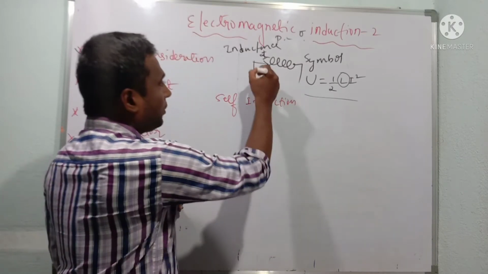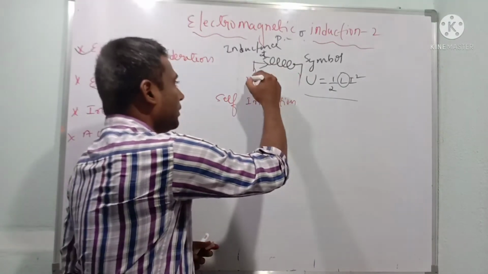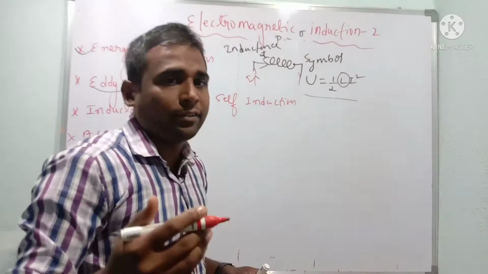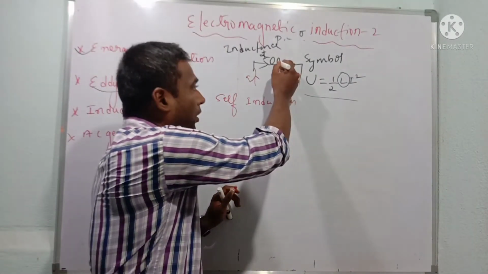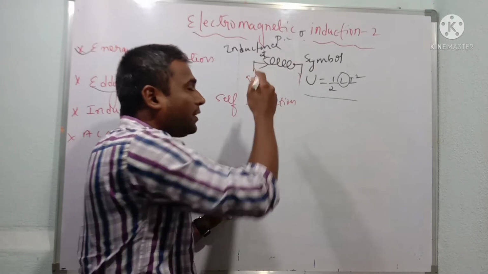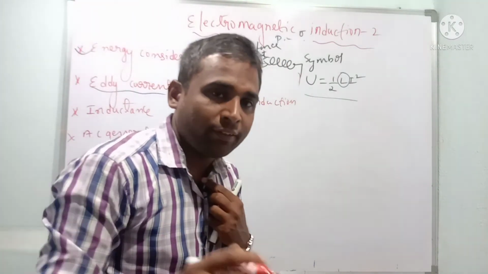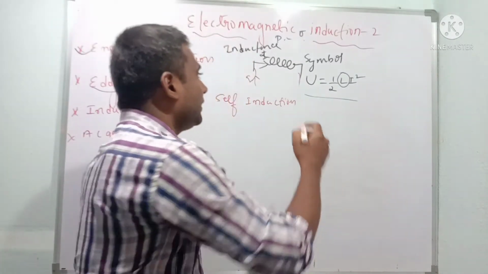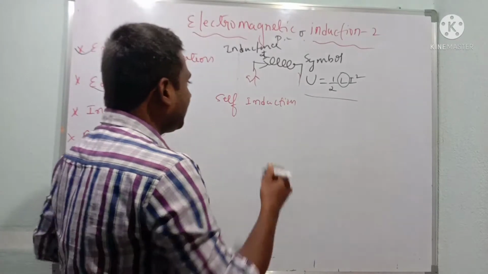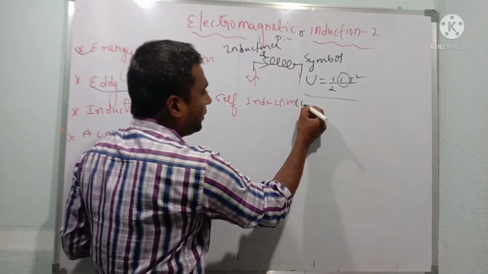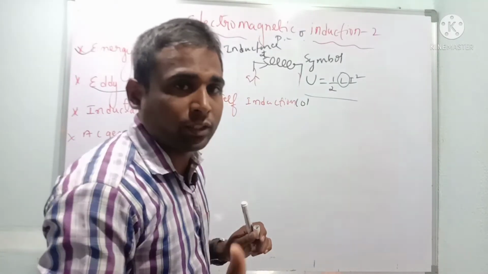So if I consider a coil, this one, if I pass current here, self means itself. The process of generation of EMF in the coil and passing of current in the same coil. We are going to produce EMF as well as pass current in the same coil, that is called self-induction. Now here the magnetic flux is changing and current is inducing.